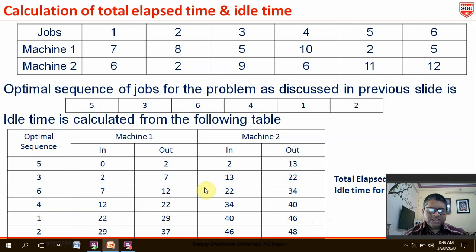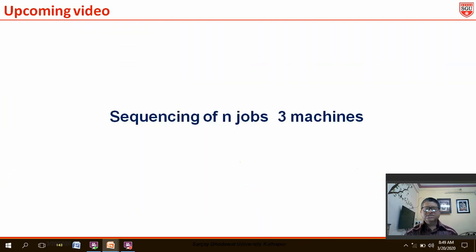If the machine is waiting for the job, then that is considered idle time for the machine. In this whole exercise, for the first 2 units machine 2 does not have any load because it is waiting for the job to be completed on machine 1. So 2 units is the idle time on machine 2, and the total elapsed time is 48 units for all 6 jobs. In this video we have studied how to do the sequencing of n jobs on 2 machines. In the next video we will study the sequencing of n jobs on 3 machines.